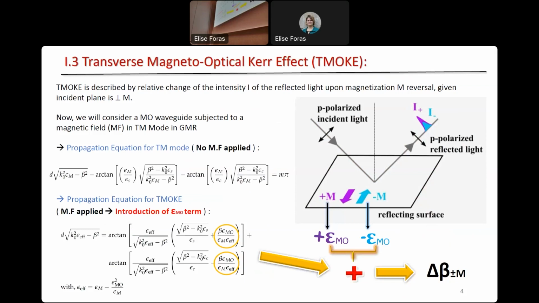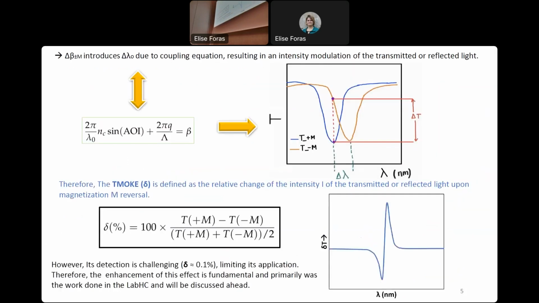Suppose we apply a field in our material, plus M. It will originate a permittivity term, plus epsilon MO. If I reverse the magnetization, I have minus epsilon MO. Now what happens if I put these two values in these two equations? We will have a change in the propagation constant. What happens when we have a change in propagation constant? Well, according to the coupling equation, we have a change in the wavelength at which our system resonates.